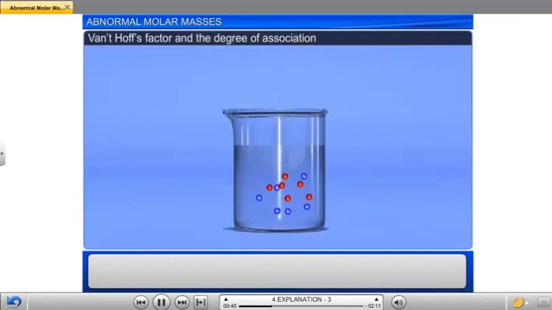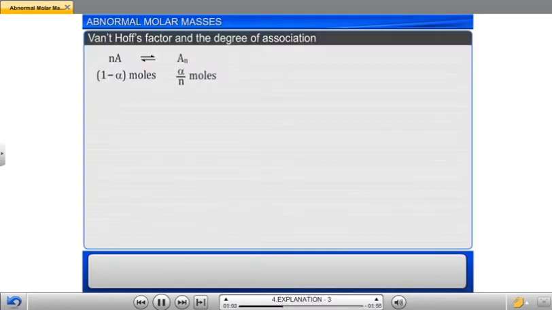And suppose that n molecules of A associate to form associated molecule An, and an equilibrium gets established between A and associated molecule An. If alpha is the degree of association of the solute, then at equilibrium, 1 minus alpha moles of A are left in unassociated form, while alpha divided by n moles of An are present in associated form.